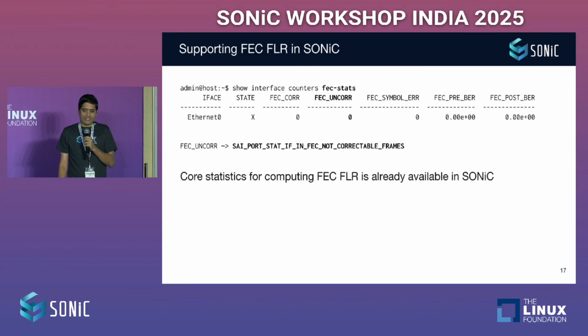Coming to the next part, we also have the FEC uncorrectable frames, which is actually the code word count. So that is also there. Basically all the core statistics that we need for computing FEC FLR are available in SONiC. So it's a matter of implementing the layers on top of it to compute the FEC FLR and provide it to the CLI and telemetry. That's what the rest of the talk will cover.